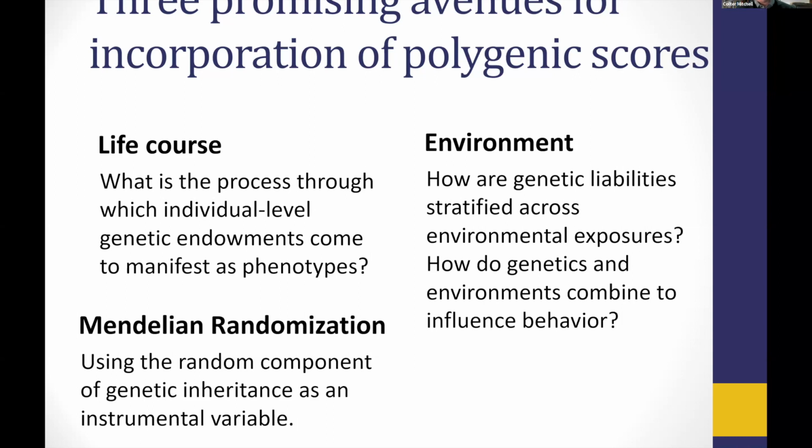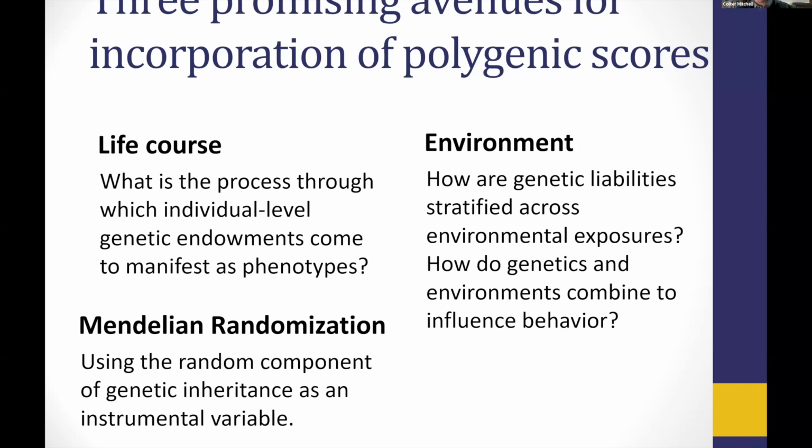How are genetic liabilities stratified across different environmental exposures? That's a key thing that a lot of us, I think, are interested in as social scientists: do we see selection into different environments? Do we see interaction between different environments and underlying genetic predispositions?